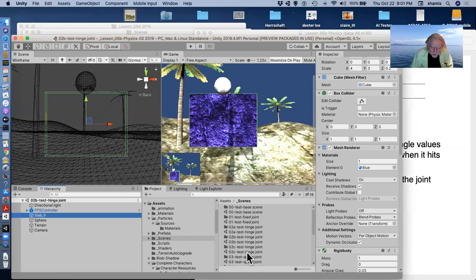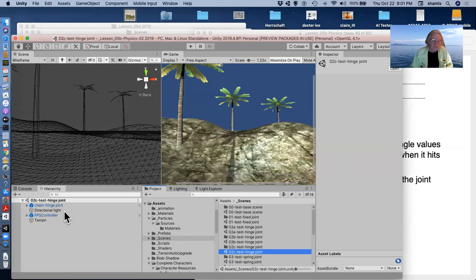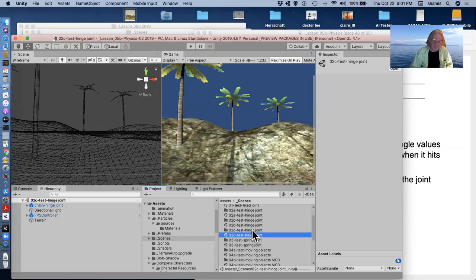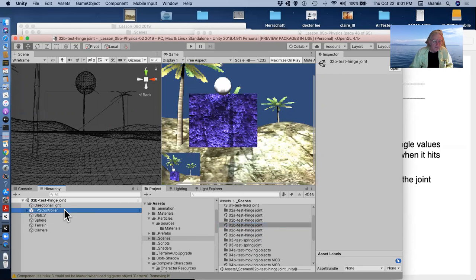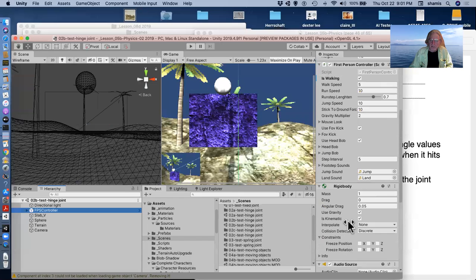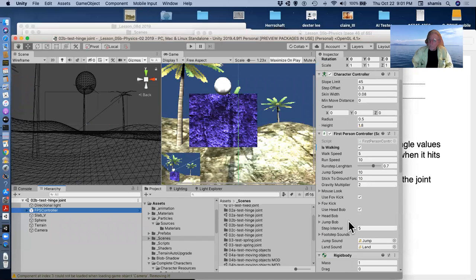Now I think there's also a motor. No, that's not what I want. Cancel. There's also a motor which will make it spin.